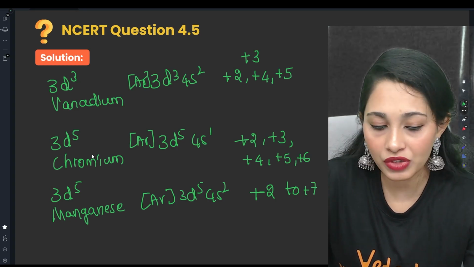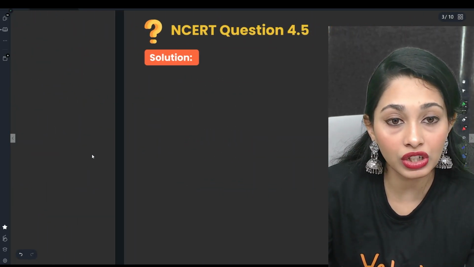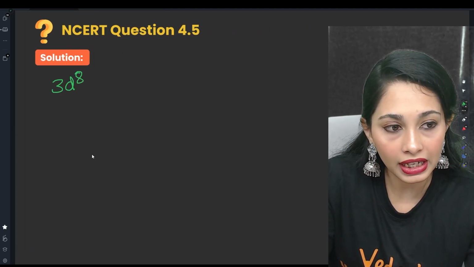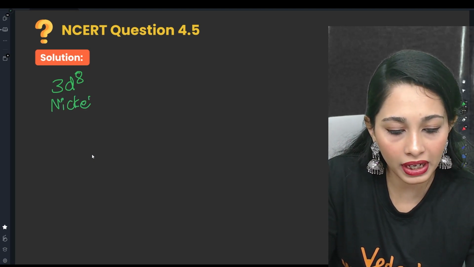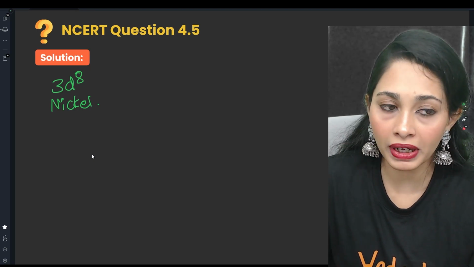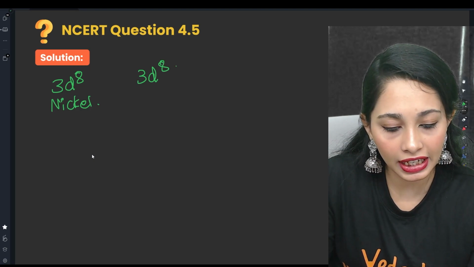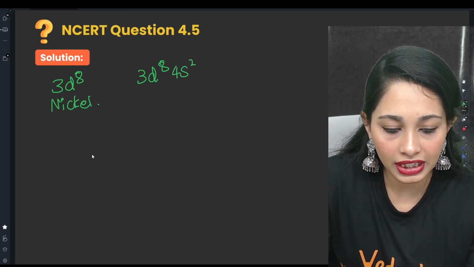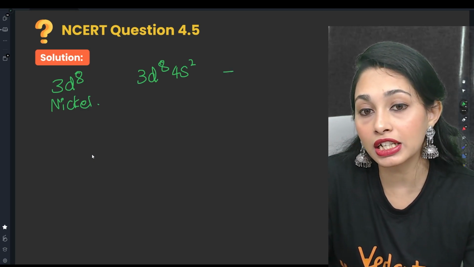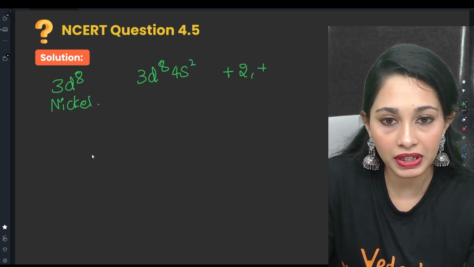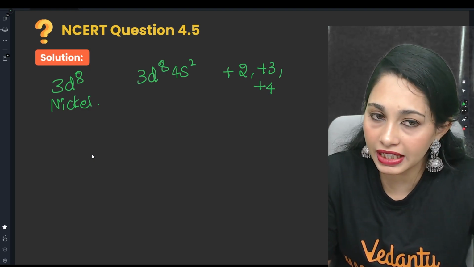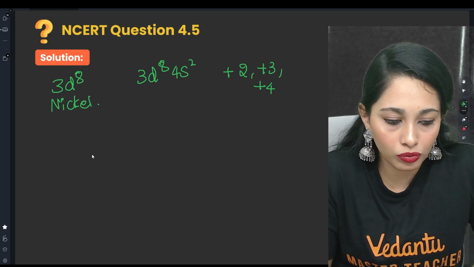And then we have the configuration 3d8. 3d8 is shown by nickel, and the electronic configuration is 3d8 4s2. The oxidation states that are shown are +2 and +3 as well as +4. These are the oxidation states that are shown by nickel.